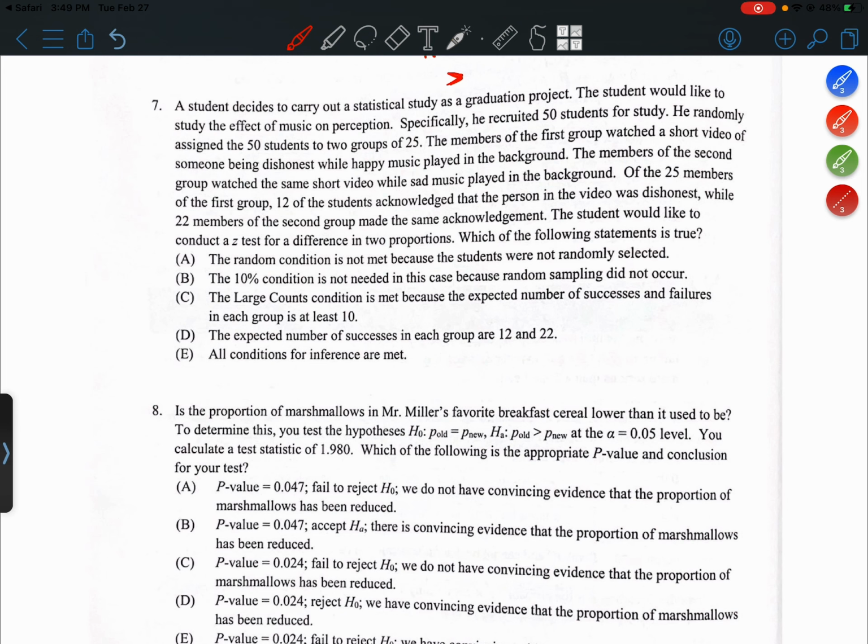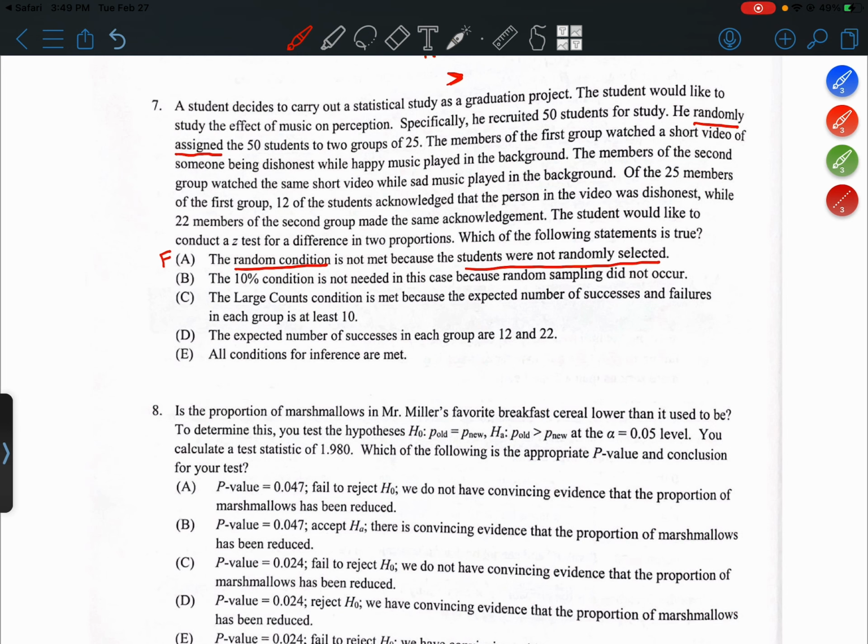Choice A. The random condition is not met because the students were not randomly selected. So this statement is false. Even though the students were not randomly selected, the random condition was met because of the random assignment. So we can meet the random condition either by taking two independent random samples or forming two groups via random assignment.